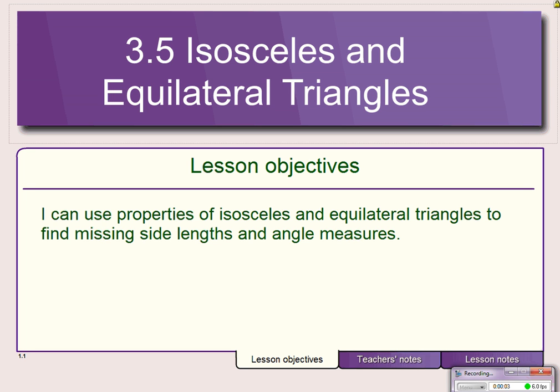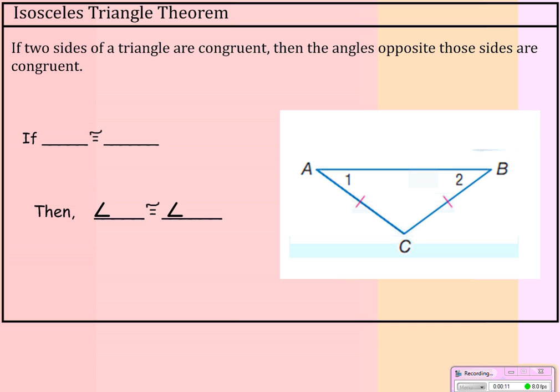Okay, ladies and gentlemen of geometry, this is section 3.5, isosceles and equilateral triangles. Isosceles and equilateral triangles are very special, very specific triangles. Here's what isosceles triangles boil down to. An isosceles triangle, remember, has two sides that are equal.